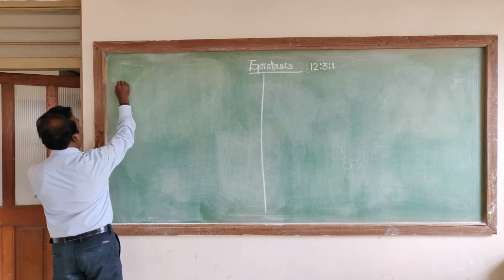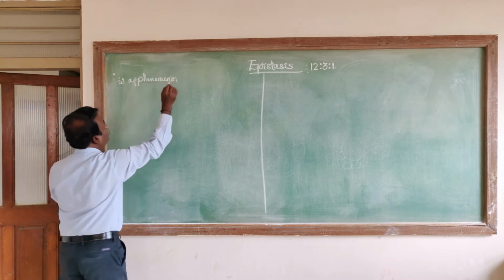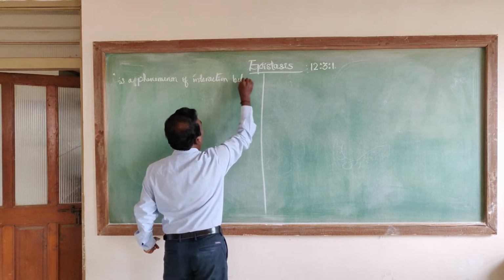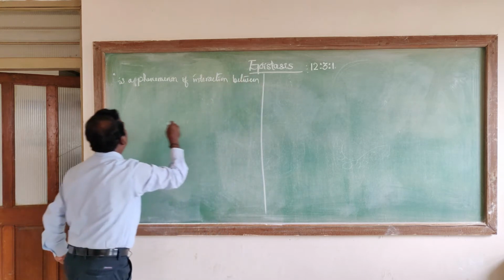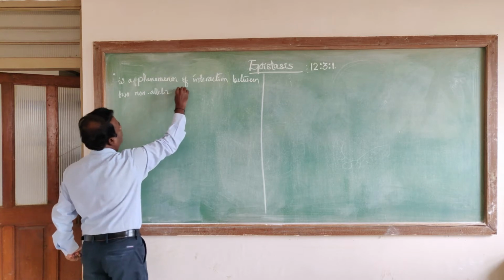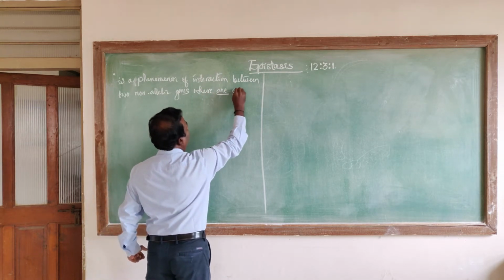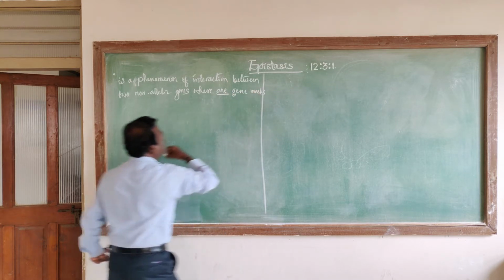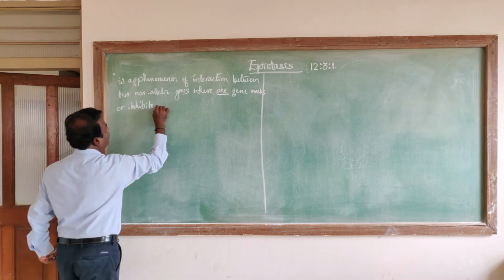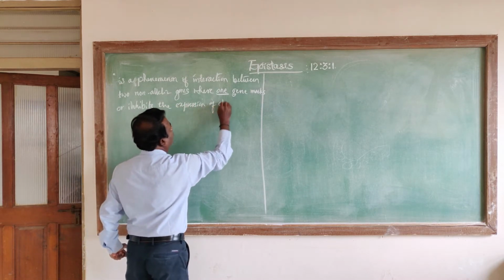I'll write it here. Epistasis is a phenomenon of interaction between two non-allelic genes, where one gene masks or inhibits the expression of other gene.